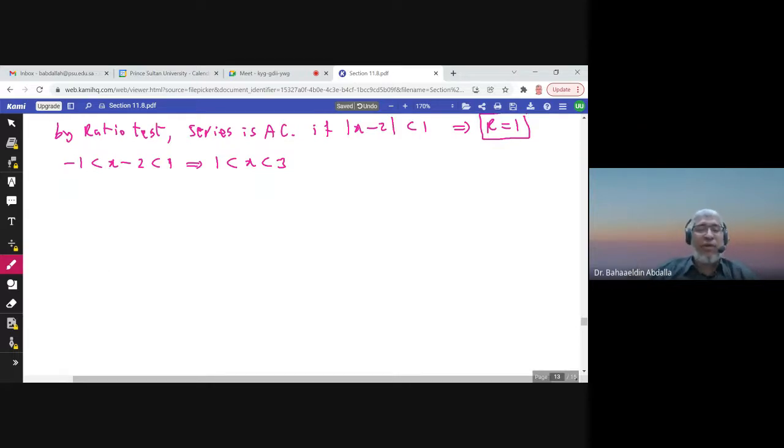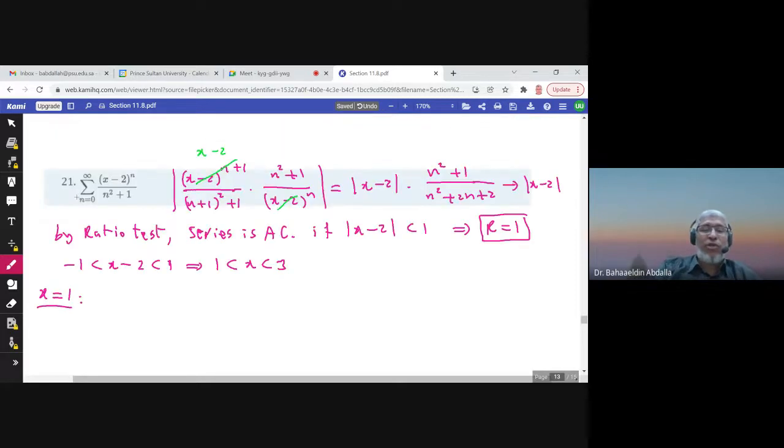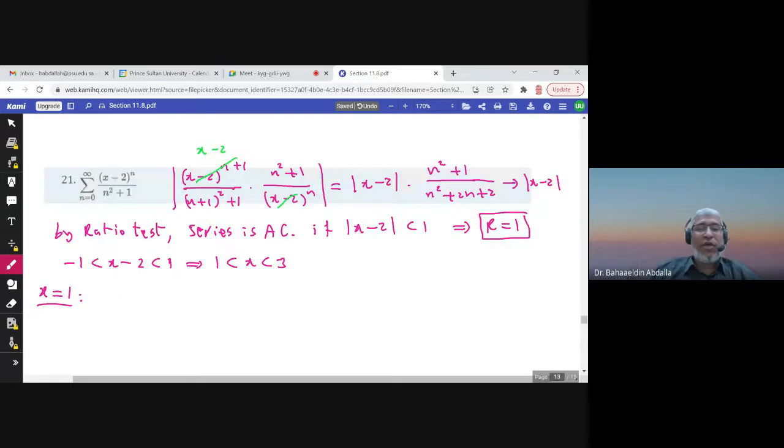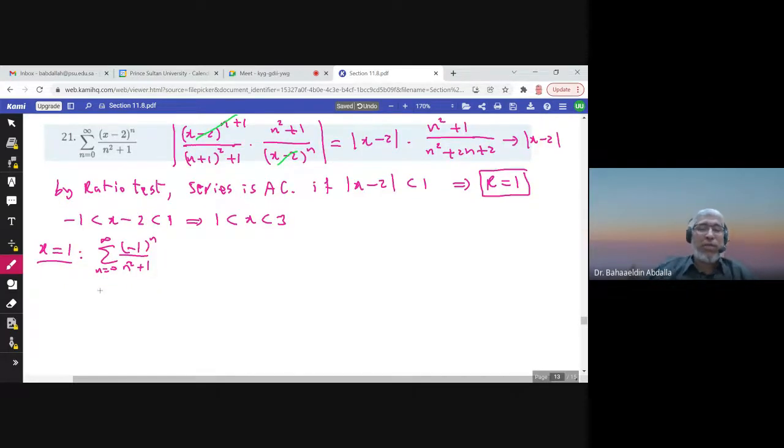And now I discuss the endpoints. If I replace x by 1, I will get 1 minus 2. That's negative 1 to the power n over n squared plus 1. And this is an alternating series.